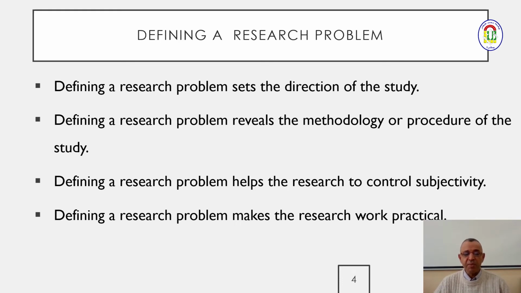Defining a research problem makes the research work practical. Of course, when we talk about the problem, we think of the solution, what to do. And this will give you a ground for the practical side of your study. This should be done at an early stage. You should not think of a problem without thinking of the solution, and then start thinking of some steps in the research process and talk about the solution or what to do later on.